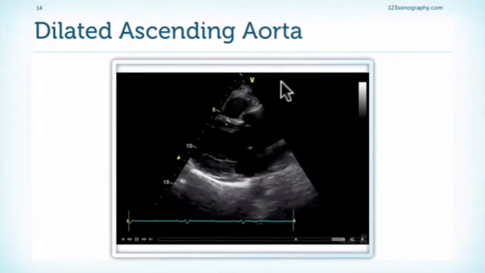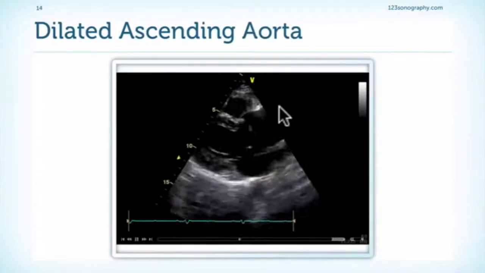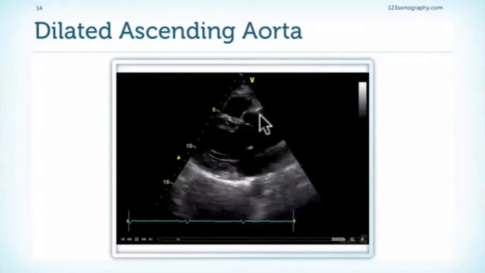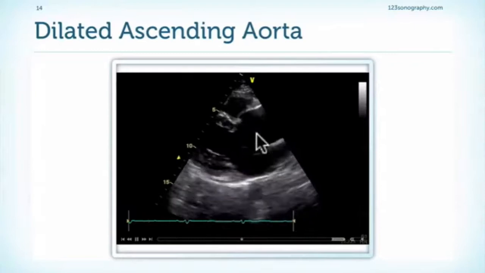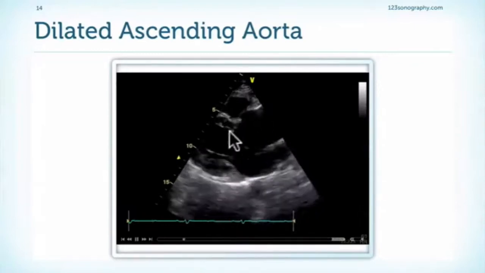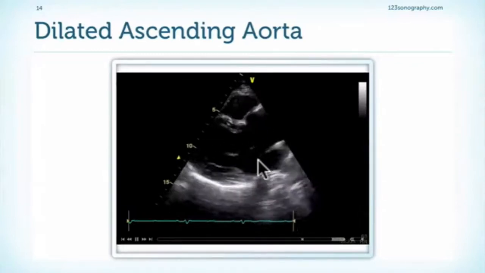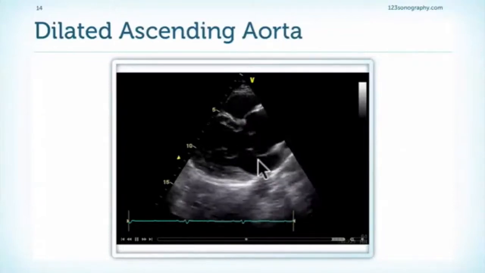What else can be seen in many patients? A dilated aorta. The dilatation of the aorta can either be the cause of aortic regurgitation or can be associated with patients who have bicuspid valves, who often frequently have regurgitation.